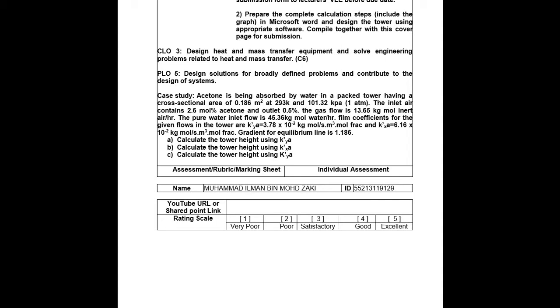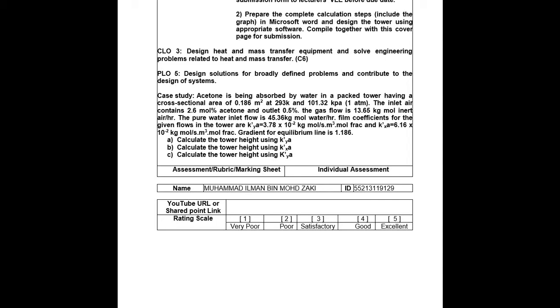The film coefficient for the given flow in the tower is 3.78 × 10⁻² kg mole per s·m³·mole fraction, and for the liquid mass coefficient, 6.16 × 10⁻² kg mole per s·m³·mole fraction. And the gradient for the equilibrium line is 1.18.